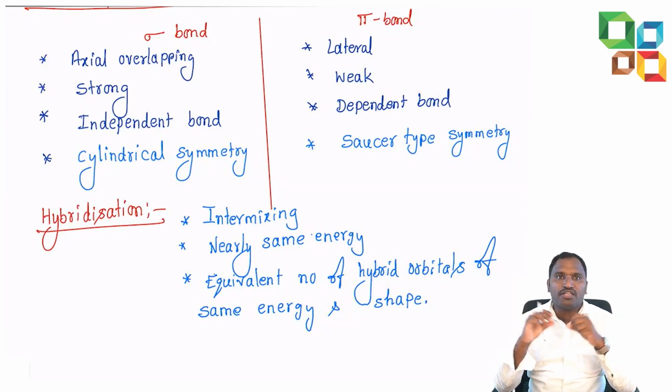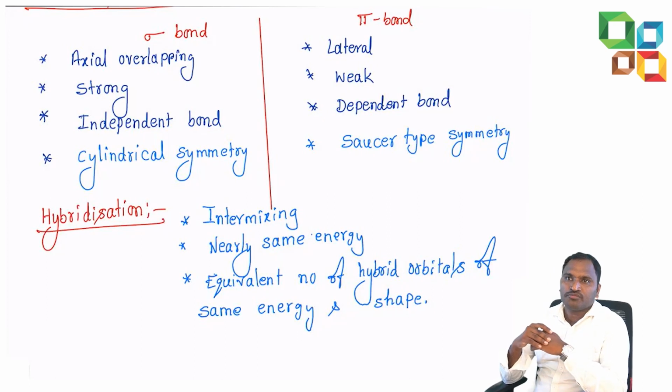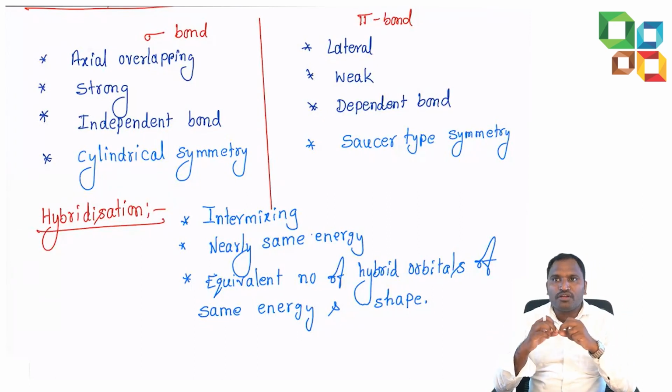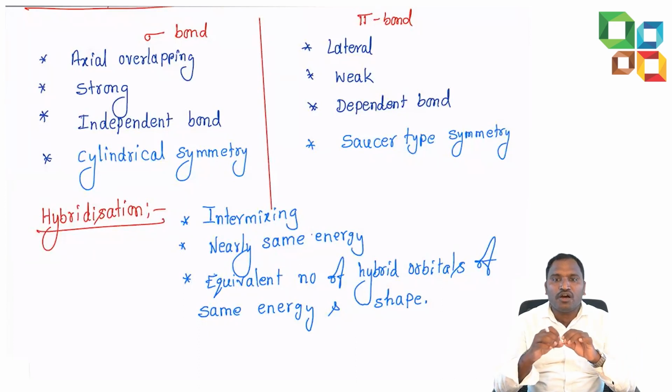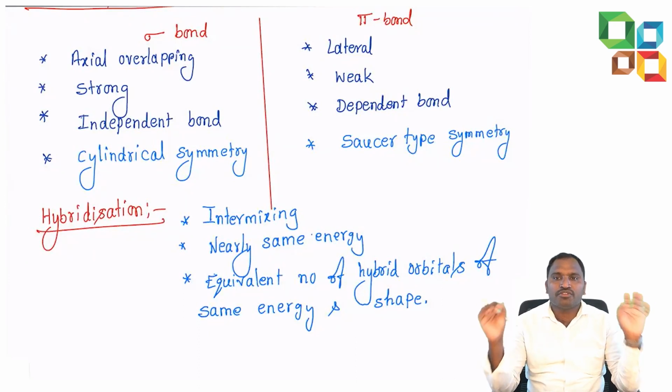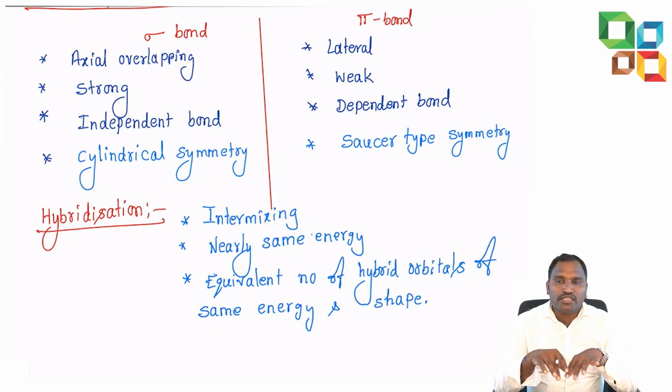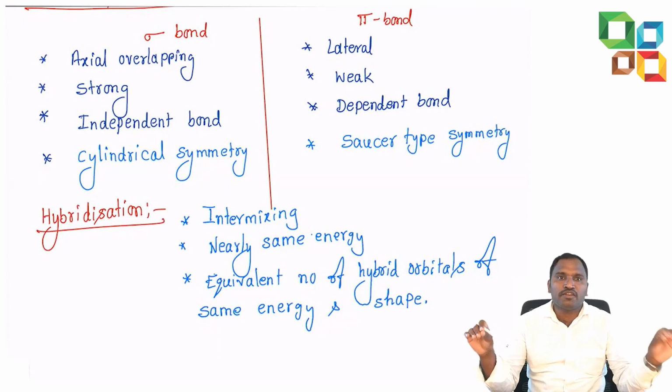Nearly same energy atomic orbitals are undergoing hybridization. Afterwards, the hybrid orbitals produced have identical energy and shape. So the nature of overlapping also depends on the shape of the orbital. In hybridization, all the orbitals get the same shape and the same energy. So the central atom is making all the bonds equally strong by redistributing their energies.